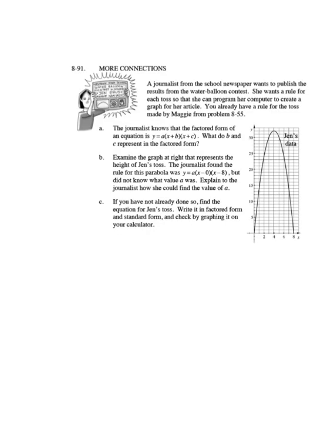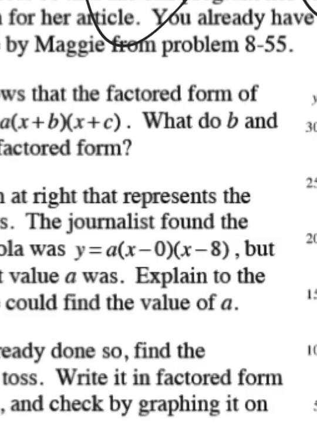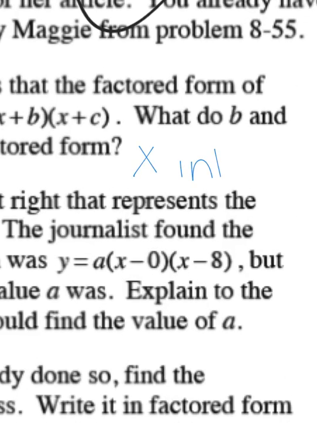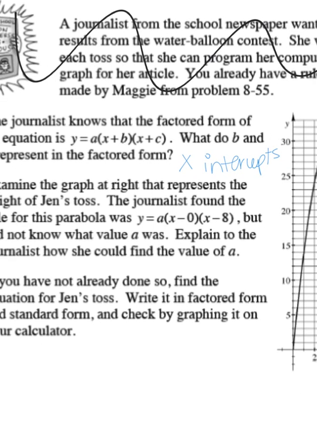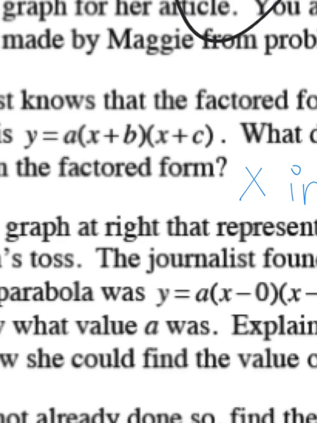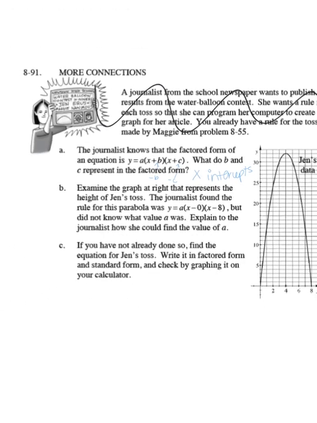We're going to skip the intro and just move on to question A. A journalist knows that the factored form of an equation is y equals a multiplier A, parentheses x plus b, x plus c. What do b and c represent in the factored form? Factored form tells you the x-intercepts, being mindful that it's actually at -b or -c, because you need the opposite value to give you a 0.